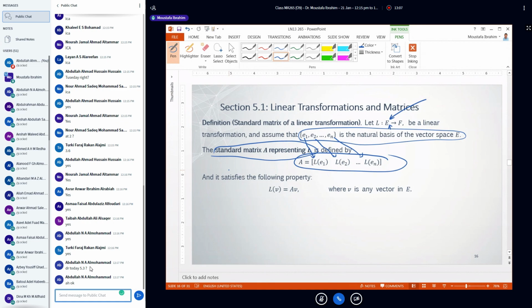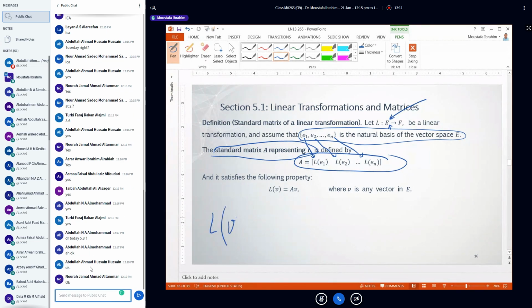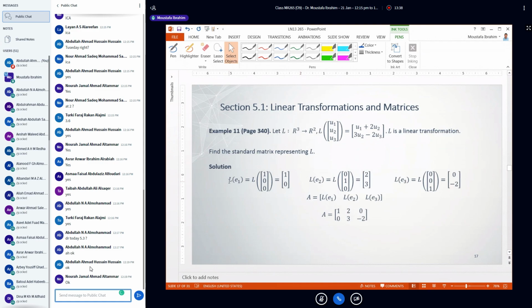Okay, guys? And what's important in this matrix: if you want to find L of any vector, to find the output, you take the matrix A and multiply it by v, the input. So if we have the input here, to get the output you multiply the matrix by the input, you get the output. So let's directly take an example to understand the meaning of this one.